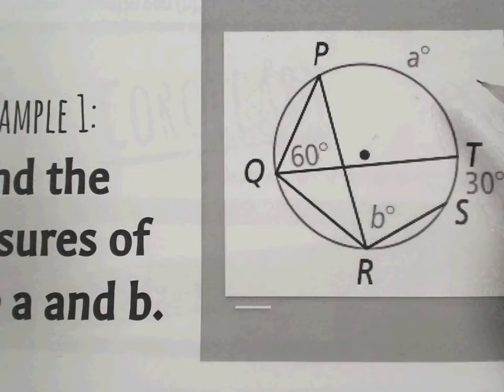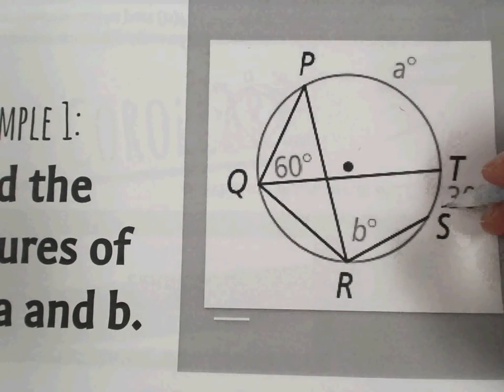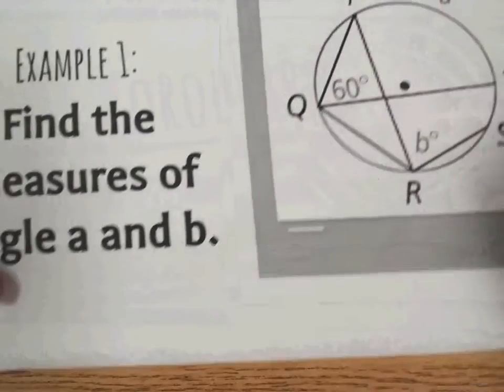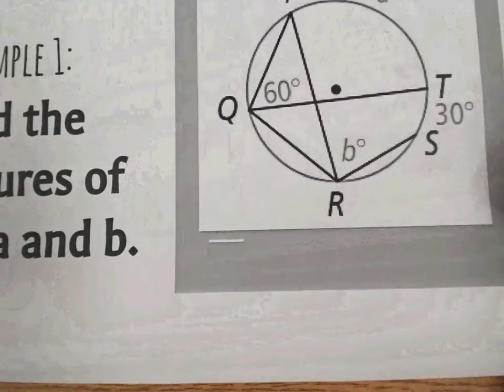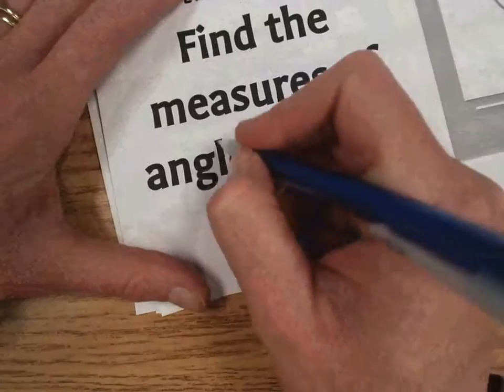So angle A is, let's see. Looks like that's actually an arc. I apologize for that typo. I'll fix that on the notes. So the measure of arc A, let's cancel that. So arc.